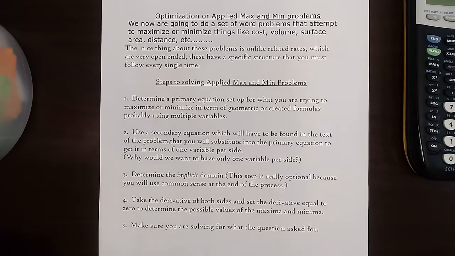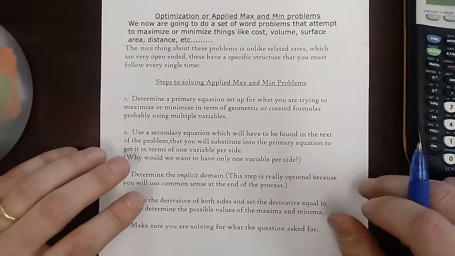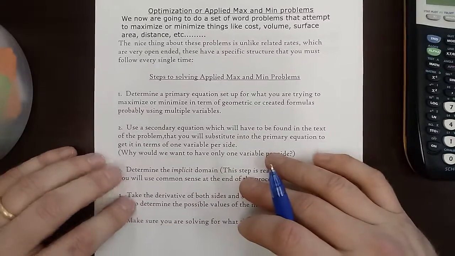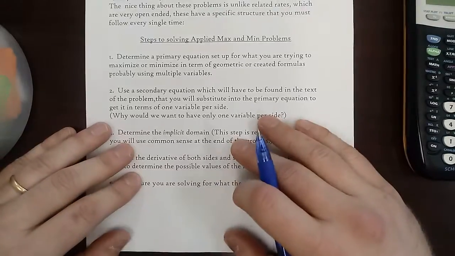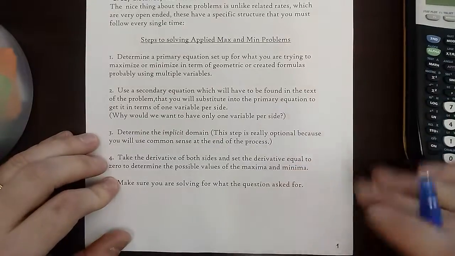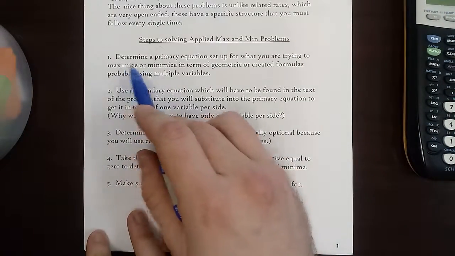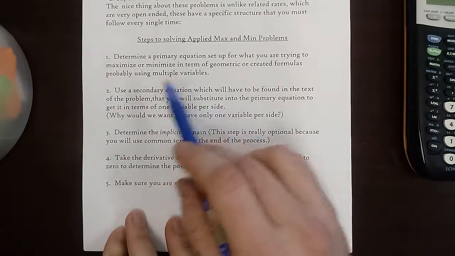You might just go, it's derivative word problems. But that also includes related rates. This is different. There's a whole set of instructions here that are really helpful, and I'll front-load this really quick. The first thing that we want to do is find a main equation that we're trying to, what I like to say, optimize.